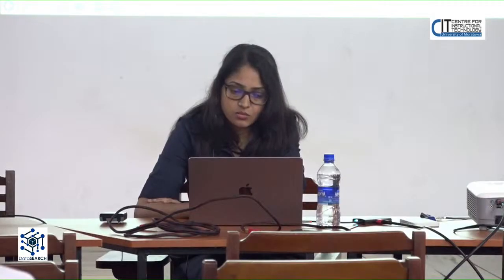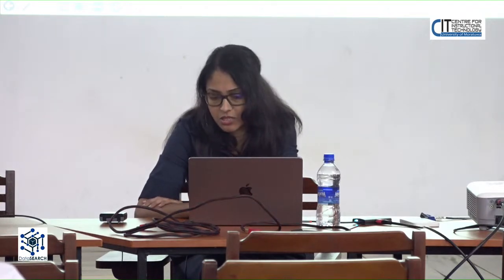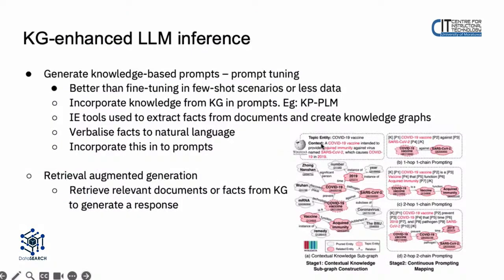And then it has a way to convert them into natural language. So if you look at this picture here, this is the context that's given to the model, and there is a topic entity that is identified from this context. And once it's there, it goes to a knowledge graph and pulls the one hop and two hop relationships.